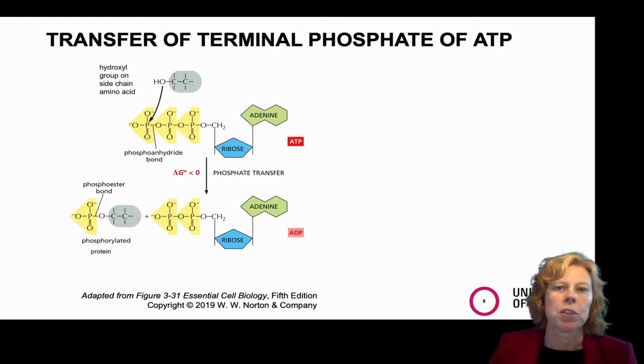The terminal phosphate group of an ATP molecule can be transferred to a hydroxyl group on the side chain of an amino acid, thereby forming a phosphoester bond. You can read more on the chemical reaction and properties of ATP in Chapter 3 of Essential Cell Biology.